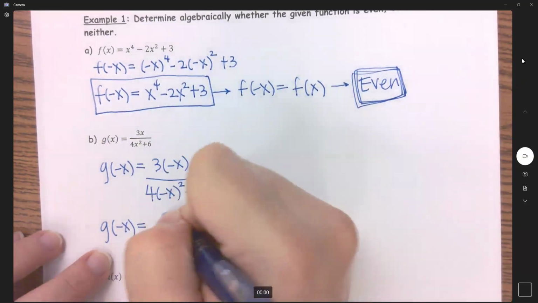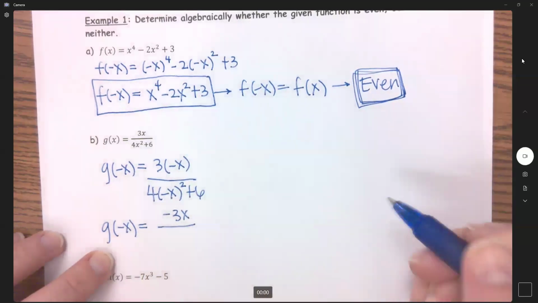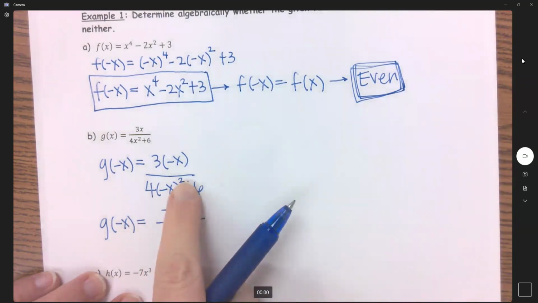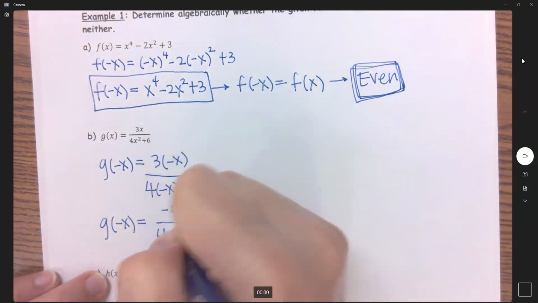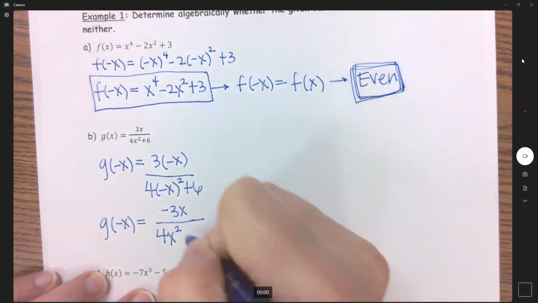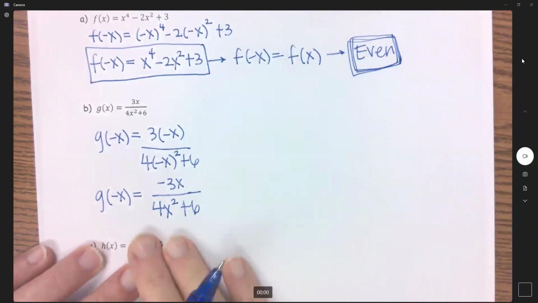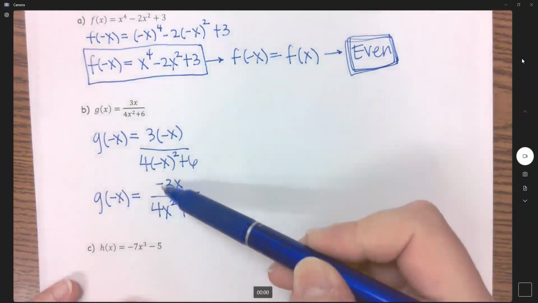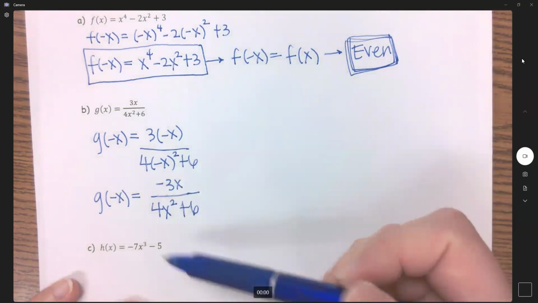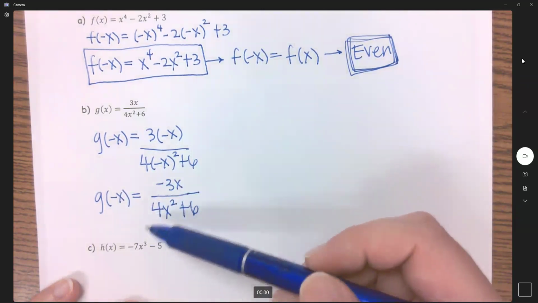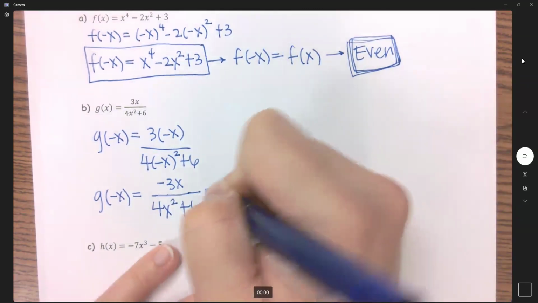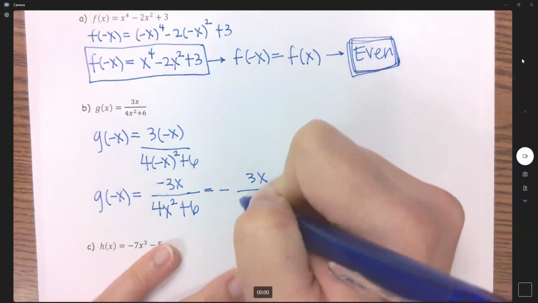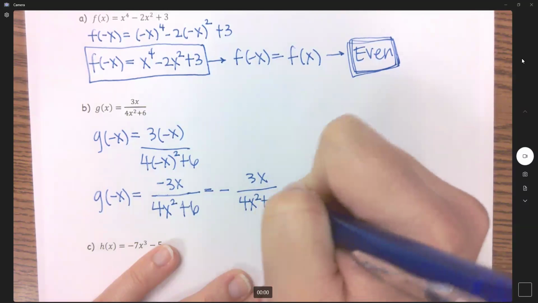Positive times negative gives me a negative 3x all over negative x squared, which is positive, times 4 is 4x squared. Bring down your plus 6. Now, if you can't tell from this form here, when we're talking about fractions, it doesn't matter where this negative goes. This negative can go on the top, it could go down here at the bottom, or it can go outside and be more neutral. So this would be the same as negative 3x over 4x squared plus 6.